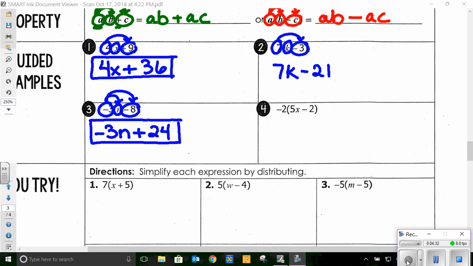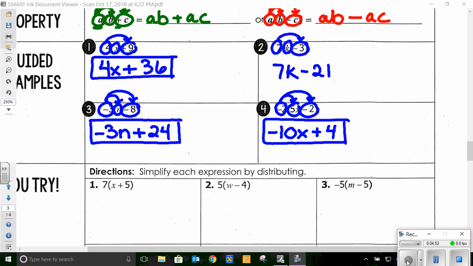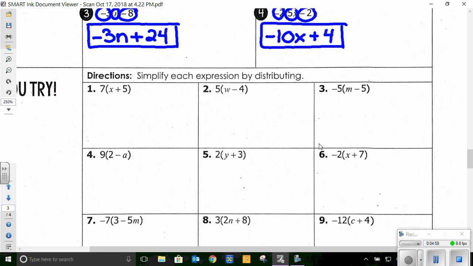All right, number 4, we have a negative 2 going to a positive 5x. Negative times a positive is a negative, so that's negative 10x. And again, a negative times a negative gives us a positive, and 2 times 2 is 4. And that, again, is simplified. In every case here, 1, 2, 3, and 4, we got rid of our parentheses, which was our goal. And we did that by doing distribution.